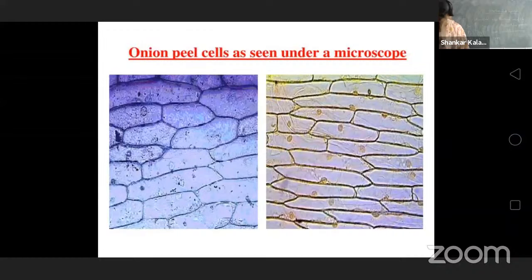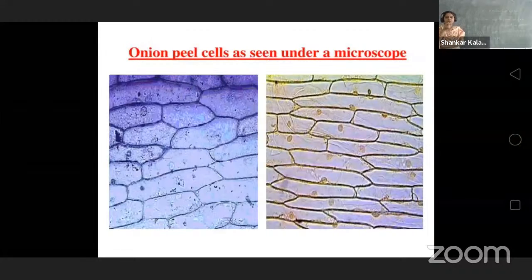So you can see the onion peel, students, and how we can find the cells. It is observed in the microscope. What the scientist has done is they have taken a small slice of the onion, kept it under the microscope and observed it. When they observed the onion, they found the cells in it. You can see the structure of the cells when we see under the microscope, students.